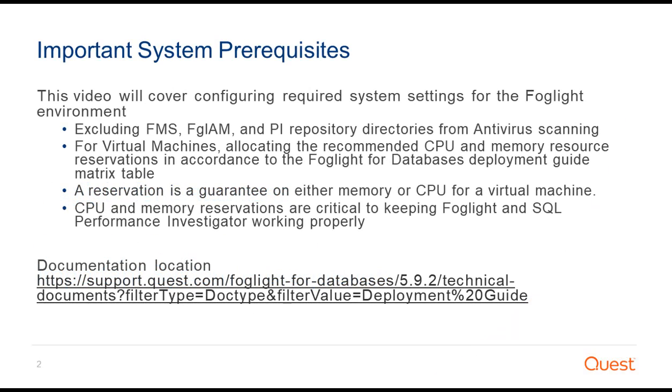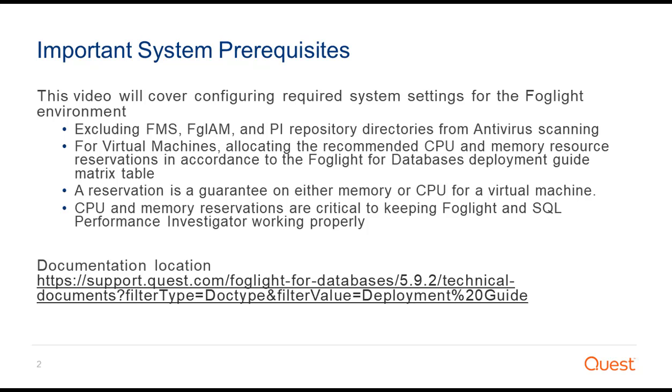The objective of this demo is to cover configuring the required system settings for the Foglight environment. The requirements specify excluding the Foglight Management Server, Foglight Agent Manager, and Performance Investigator repository directories from antivirus scanning. In addition, for virtual machines, it is important to allocate the recommended CPU and memory resource reservations in accordance to the Foglight for Databases deployment guide.